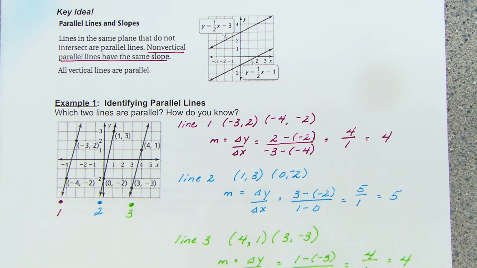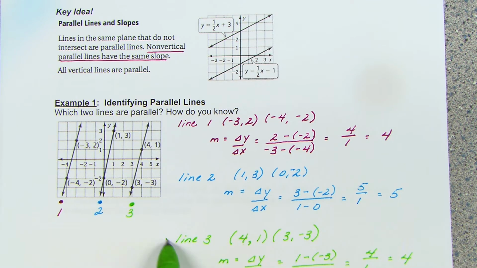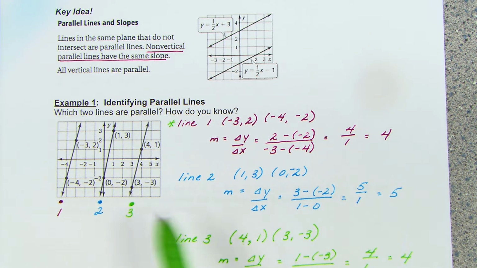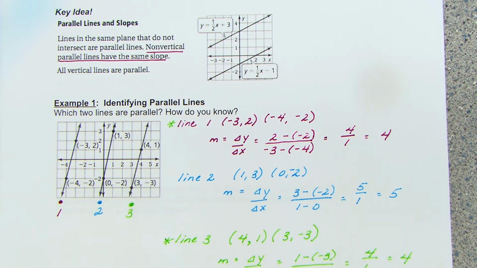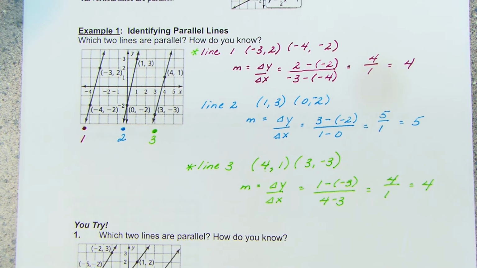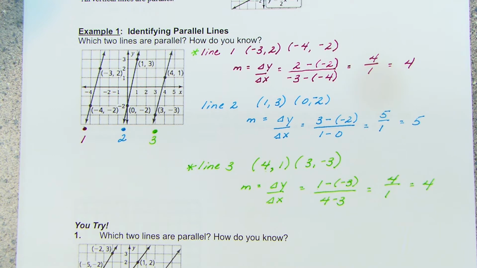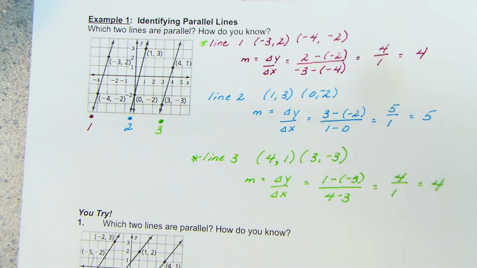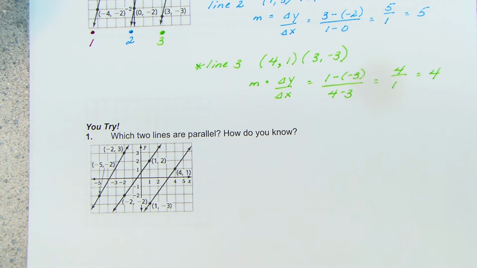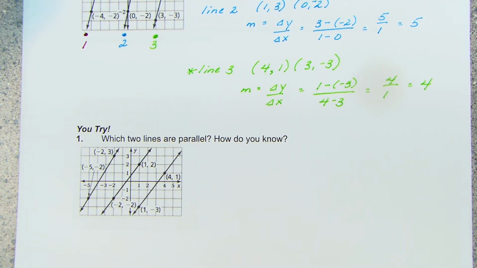So after I do the math, I can see that line 3 and line 1 have the same slope. So line 1 and line 3 are parallel, but line 2 is a little bit steeper because its slope is 5. Even if you can look at it with your eyeball and tell which one doesn't fit, you still need to do the math. You still need to prove it.